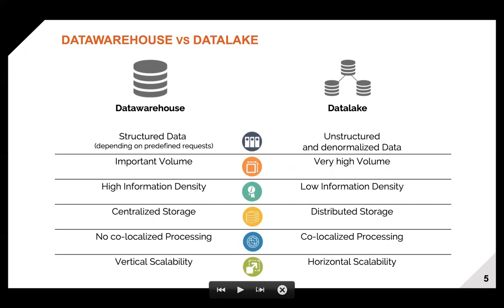On the other side, data lake can support unstructured and denormalized data, and can also support high data volume thanks to its horizontal scalability and distribution. We can also find other features like the collocation of the processing and the storage.